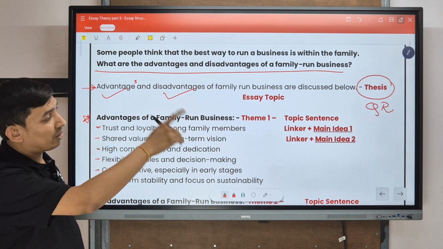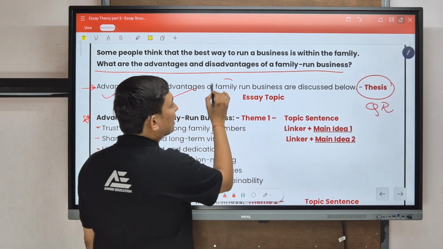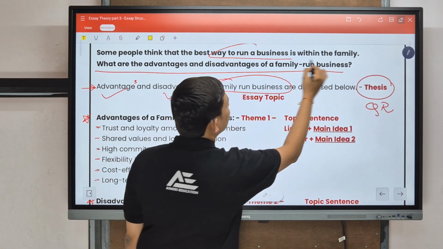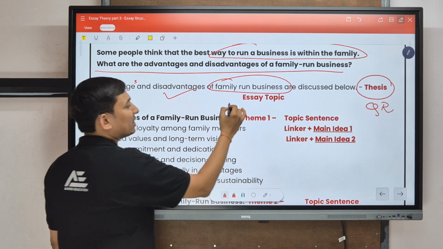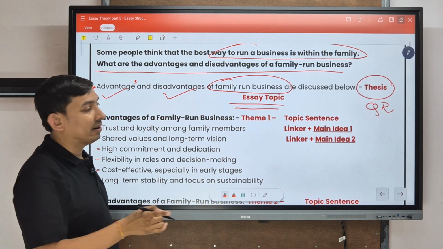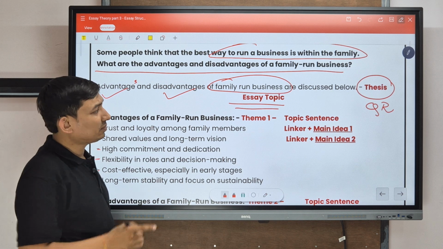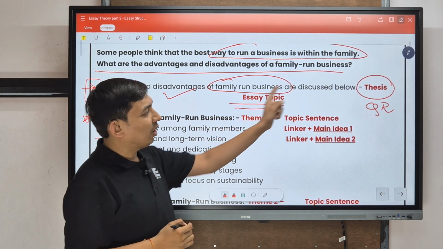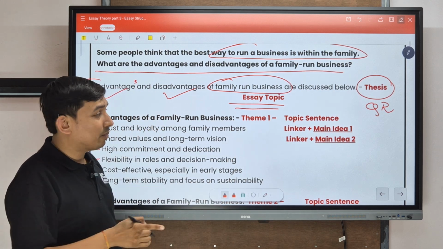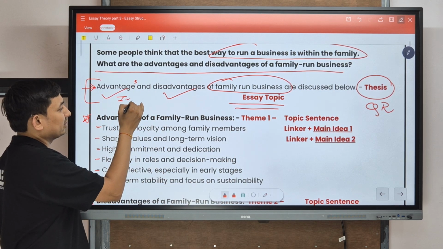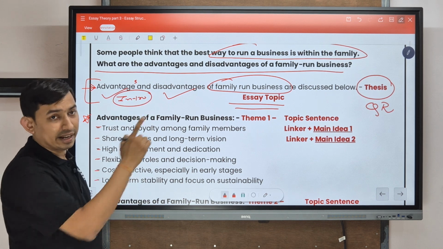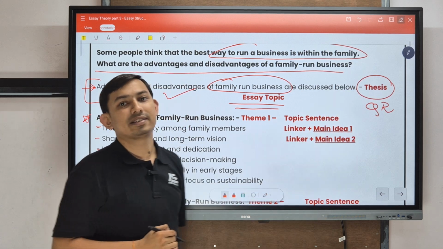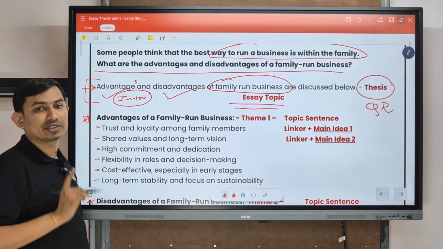But in that thesis or question referencing sentence, there is a mention of family run business, which is the topic. Best way to run a business is within the family. This is our essay topic. So we have covered the essay topic also. So in the first sentence, in the first line, we have written the essay topic along with the thesis statement. In formal writing, this is called an introduction. We are going to see it in our formal structure. This is called an introduction, essay topic plus thesis statement. Clear? This is our introduction part.